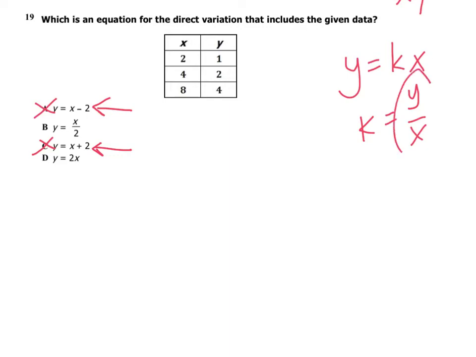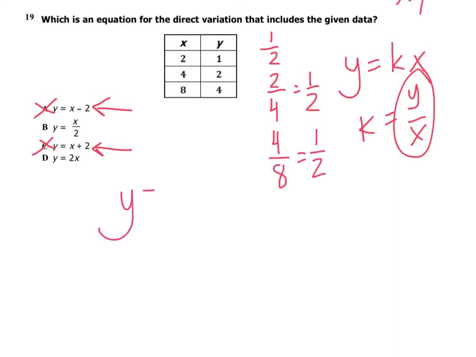So let's go ahead and find that constant y over x. For the first ordered pair, it's 1/2. For the second ordered pair, it's 2/4, which is also 1/2. And finally 4/8, which is also 1/2. All right, so that's y equals 1/2 x. And remember, that's the same thing as saying y equals x over 2. Right there. All right, next page.